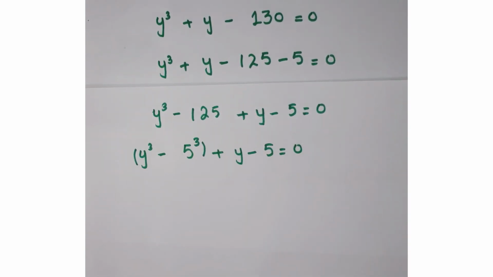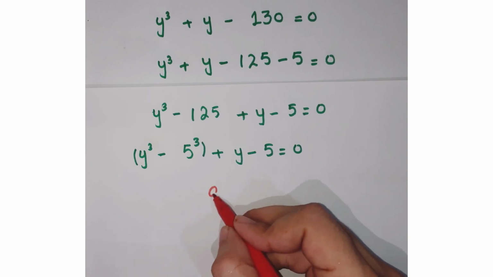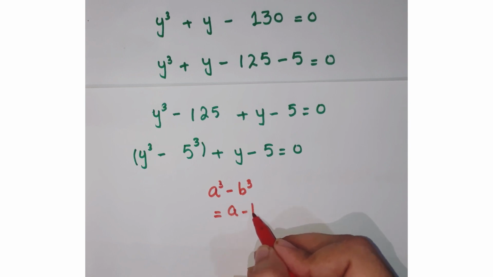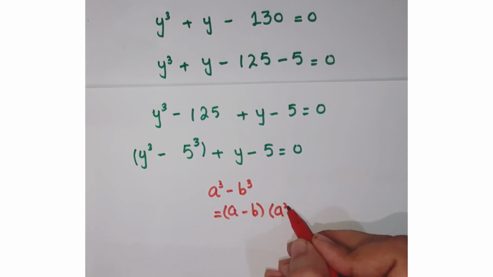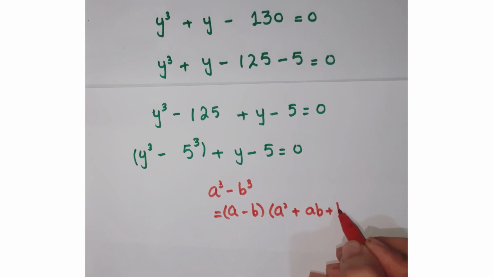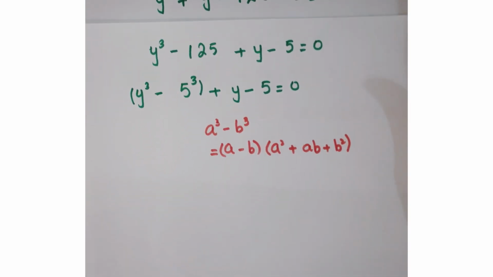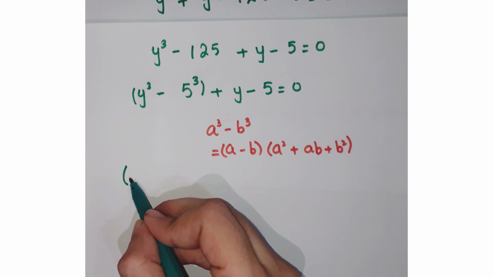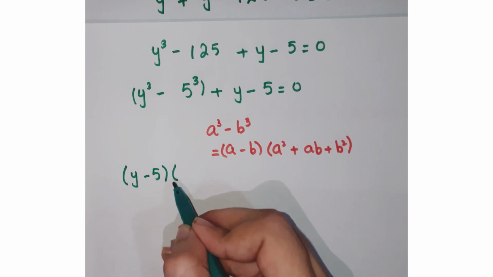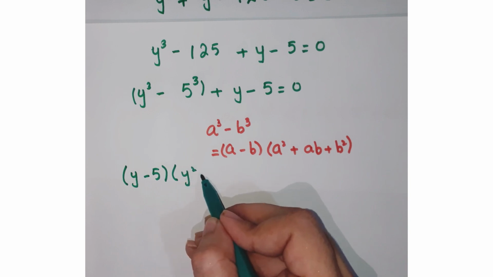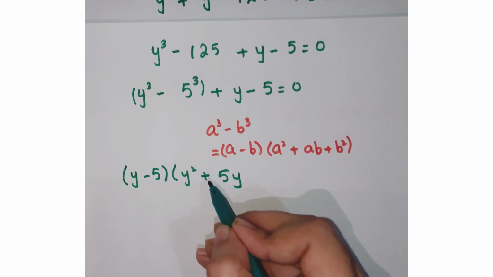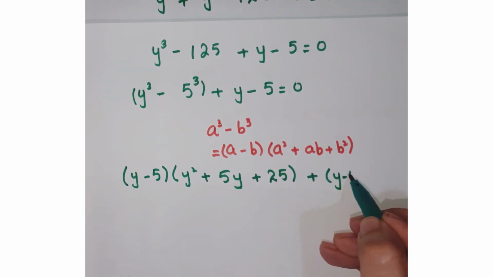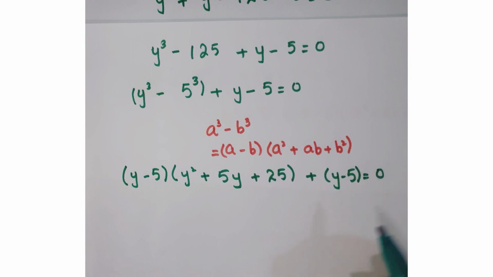Now here we'll apply an algebraic identity, that is a cube minus b cube is equal to a minus b into a square plus ab plus b square. Now applying this identity here, just split up this y cube minus 5 cube as y minus 5 bracket y square plus 5y plus 25, plus y minus 5 is equal to 0.